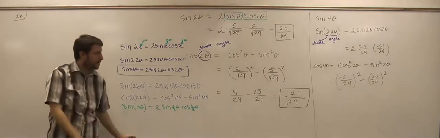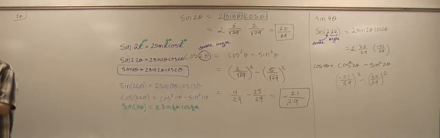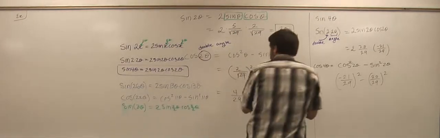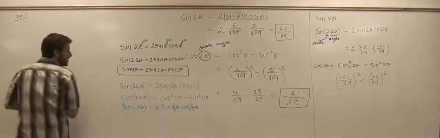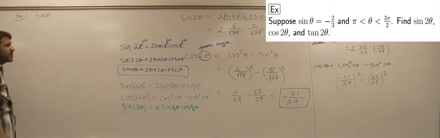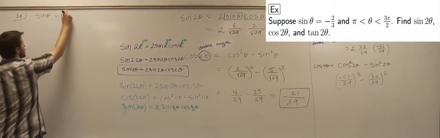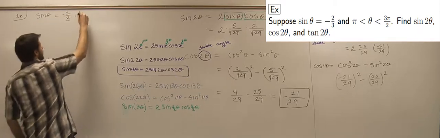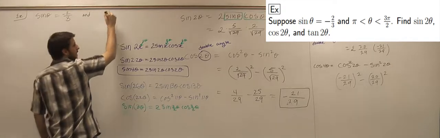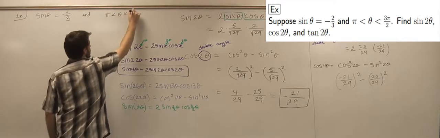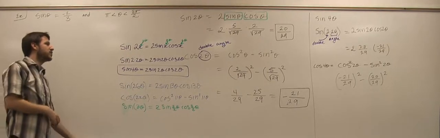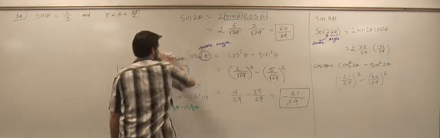Questions before I move on? All right. Feeling good about the double angle formula. Good, good. So we do another example using the double angle formula. I give you sine of theta equals negative 2/3. And then I give you some information about theta. I'm going to tell you that pi is less than theta is less than 3 pi over 2. Find sine 2 theta, cos 2 theta, tan 2 theta.